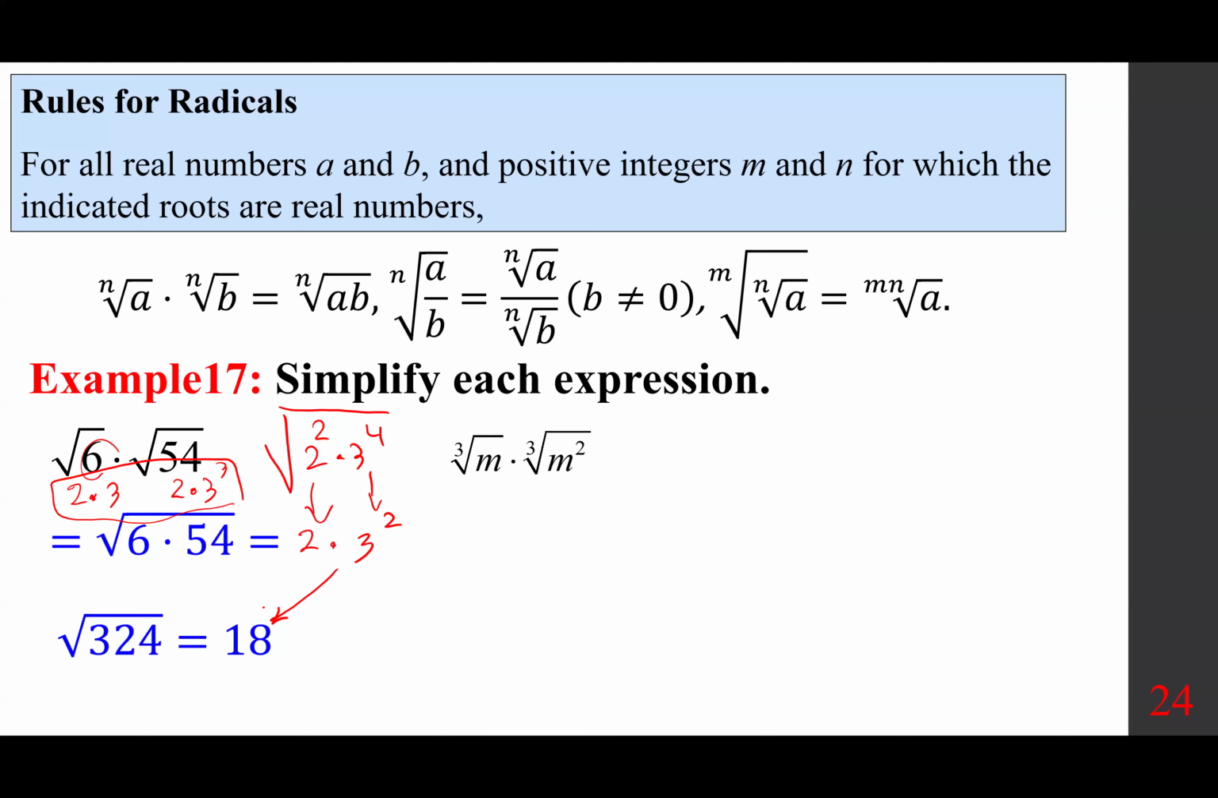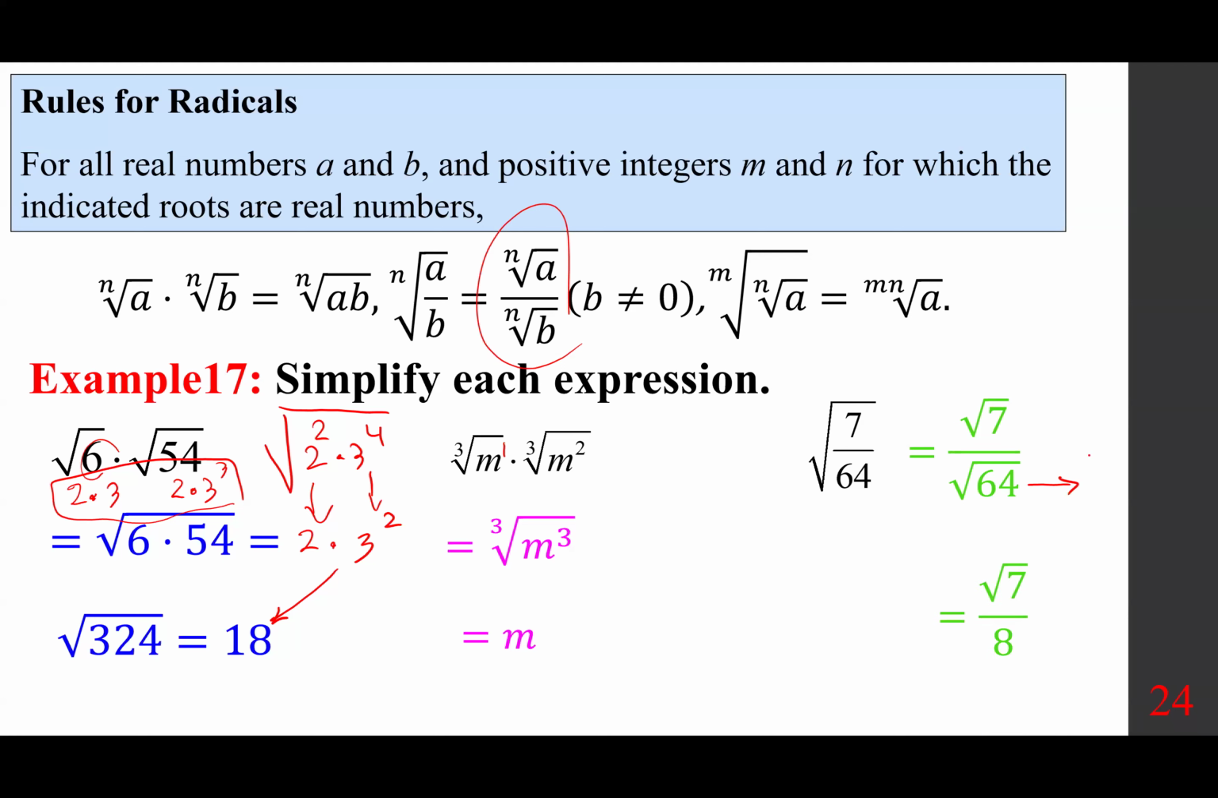What about this one? This has exponent 1. So we have cube root of m cubed. The answer is m. When the index is odd, you have nothing to worry about. The square root of 7 over 64, you cut it into 2 pieces. And you know that this comes out as 8.